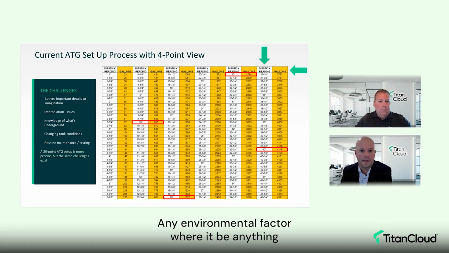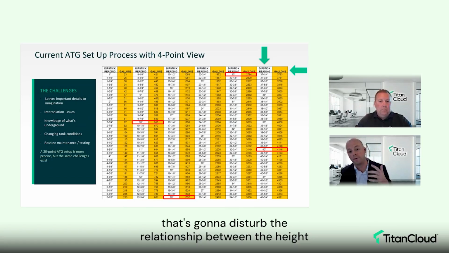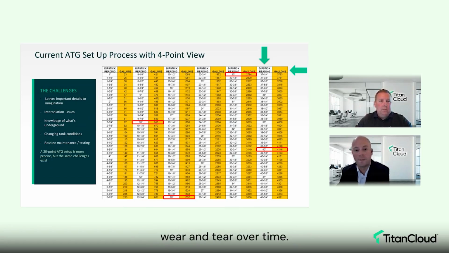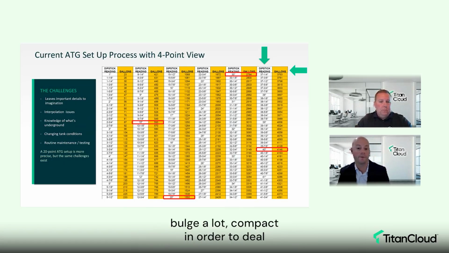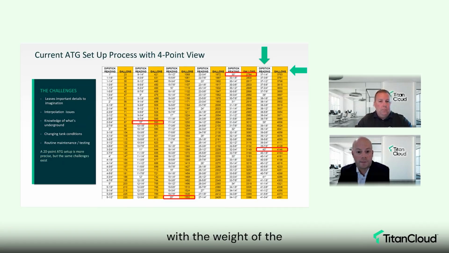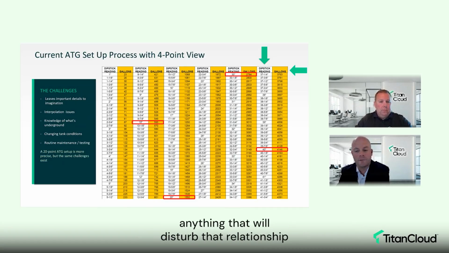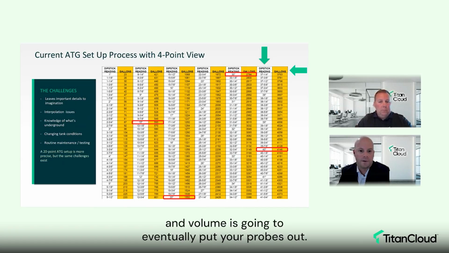Any sort of environmental factor that's going to disturb the relationship between the height and volume of your probe, any sort of shift in the tank, wear and tear over time. Fiberglass tanks quite often will bulge or compact in order to deal with the weight of the ground around them. In some areas where we have a lot of earthquake patterns as well, anything that will disturb that relationship of the ATG probe height and volume is going to eventually put your probes out.